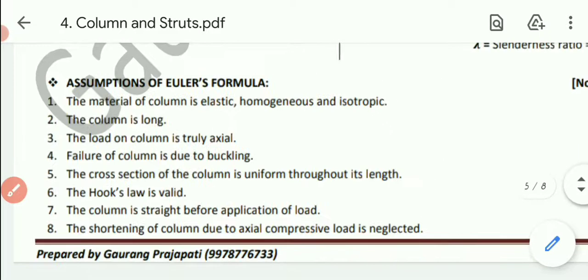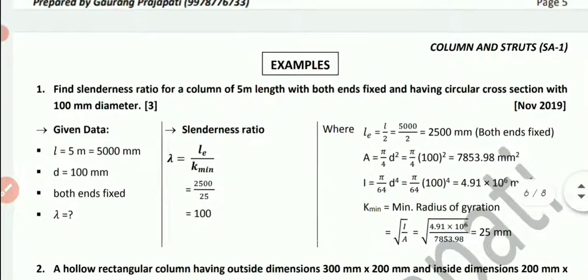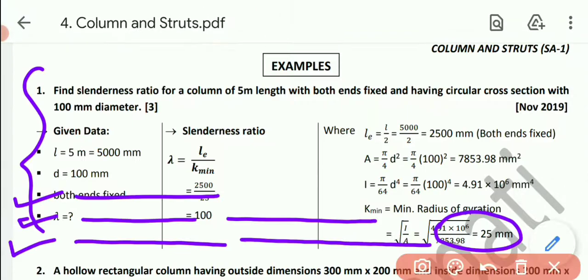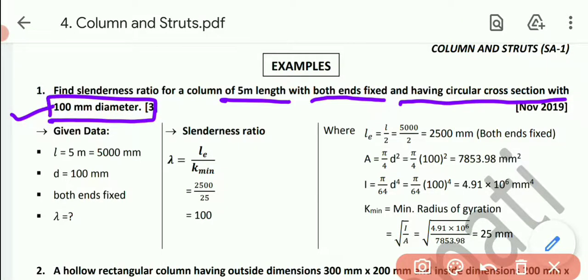Okay, so now let's start the examples. Example number 1: find the slenderness ratio for a column of 5 meter length with both ends fixed and having a circular cross section with 100 mm diameter. Now what we need to calculate first of all is the slenderness ratio, that means lambda.